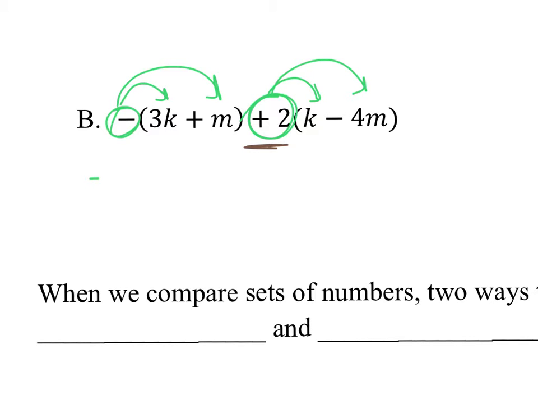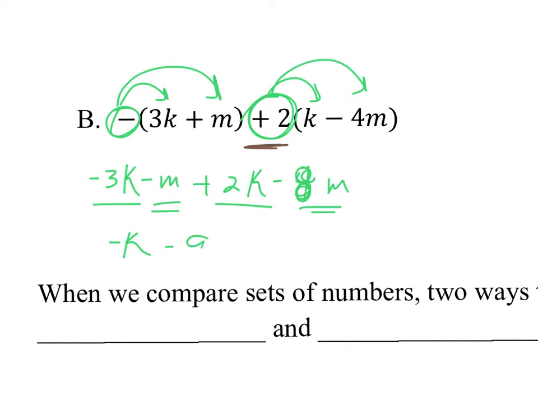So now that gives me a negative 3k minus m plus 2k plus 4, or sorry, minus 4m, not plus. Minus 4m. Or sorry, 8m. Yikes. All right, and we combine our like terms. That gives us a negative k. That gives us a negative 9m.